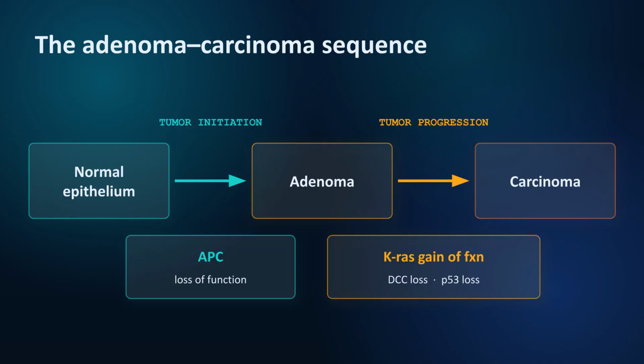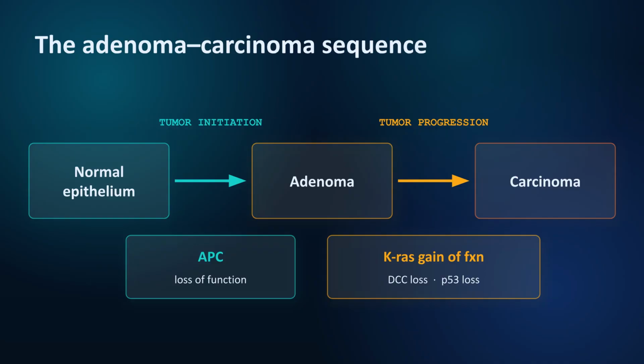We start at normal colonic epithelium on the left. The first hit is loss of function in a gene called APC. That single event is what we call tumor initiation, and it produces an adenoma. Notice carefully that the adenoma is not a cancer. It is a benign neoplasm that has taken the first step.